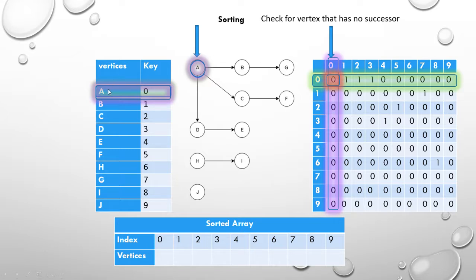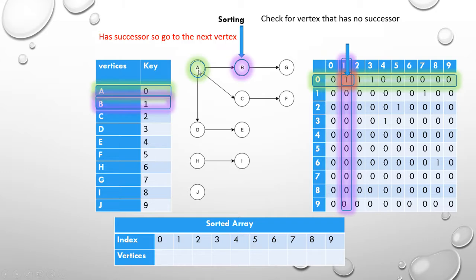So we are going to start with the first vertex, as you can see from our vertices table. So this is the vertex A. In A, you can see we have 0, which is row 0 over here. Then we are going to loop through the columns. So we start with this one and then come to this one, but you'll find that we have 1 over here. This indicates that A has a successor, which in this case is B. So we are going to move to the next vertex in our table, which is B.